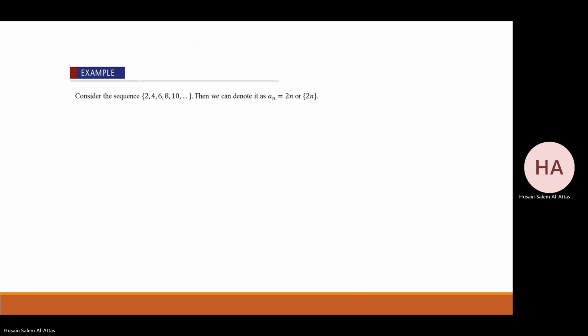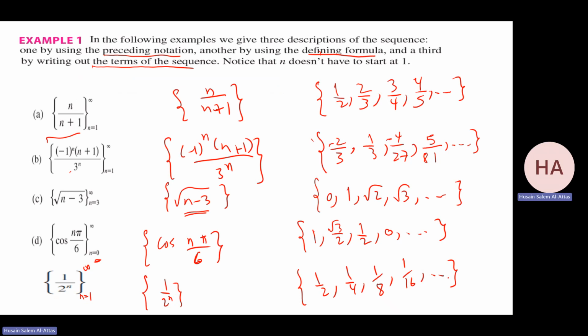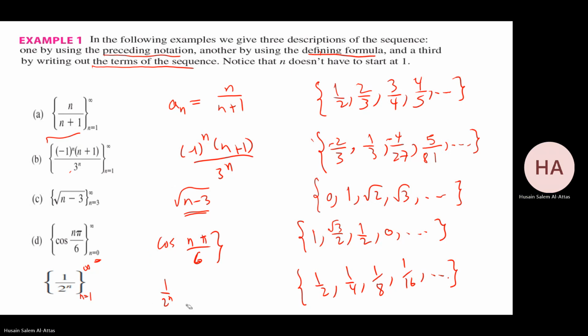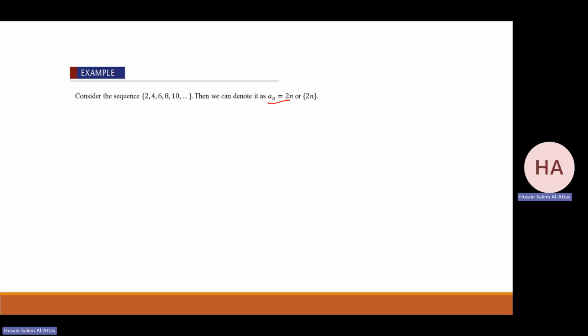This sequence, we can denote it as I said, we can write a_n equals this, and we write here a_n. Instead of doing it this way, it's the same. This is the defining formula they mean, n over n plus 1. So we say a_n equals this. You can write it this way or that way, it's up to you. But this is the defining formula.